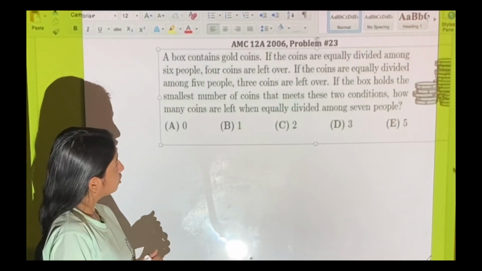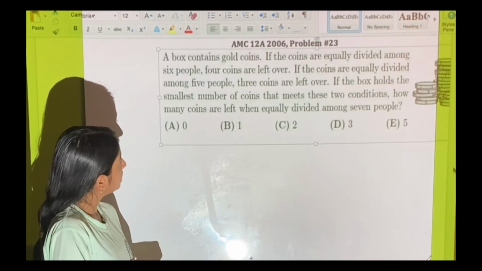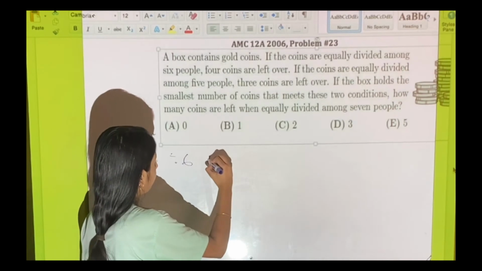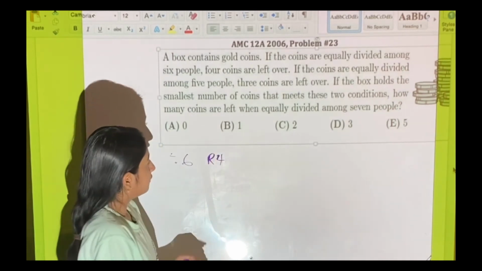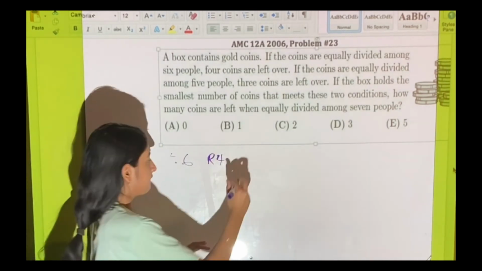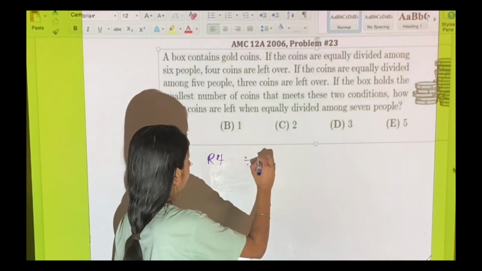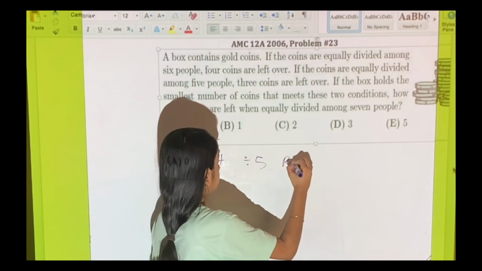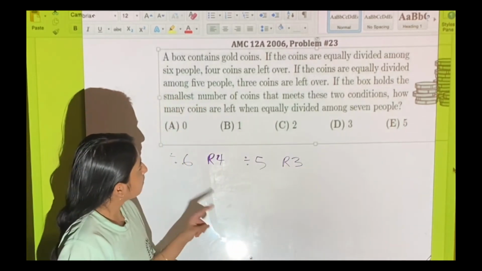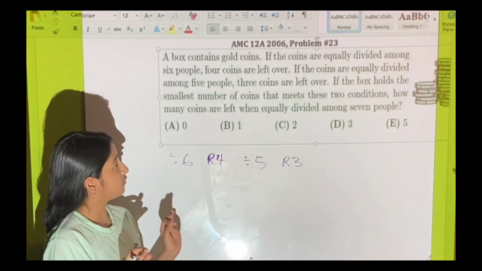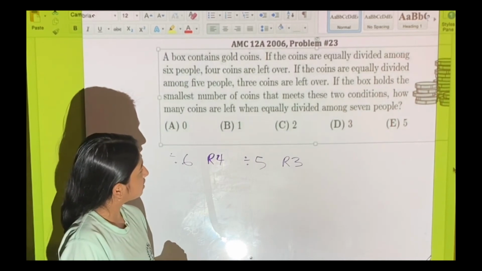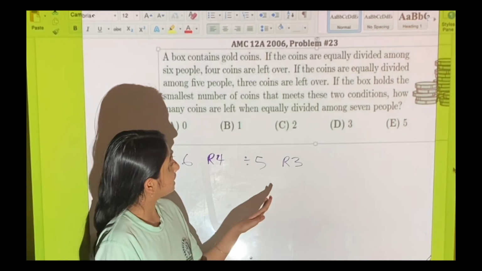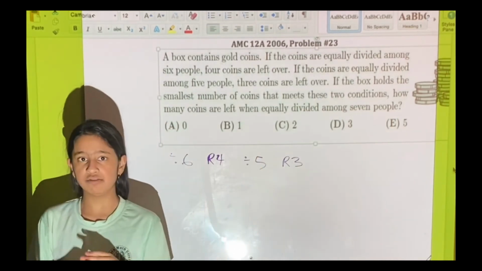A box contains gold coins. If the coins are equally divided among 6 people, there are 4 left over. If the coins are equally divided among 5 people, 3 coins are left over. If the box holds the smallest number of coins that meets these 2 conditions, how many coins are left when equally divided among 7 people?